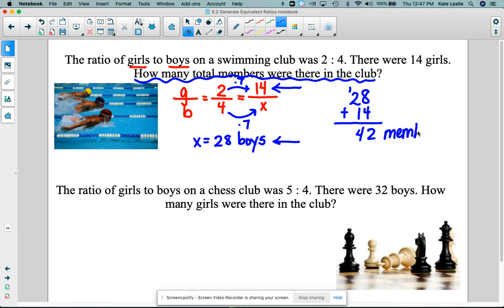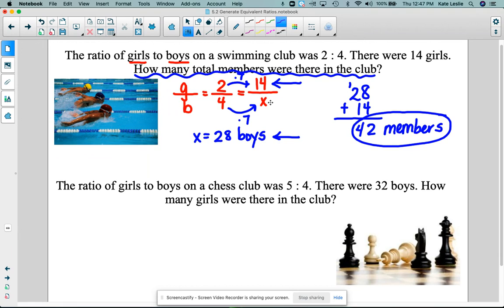So please make sure, sometimes when we're solving ratios, we're just trying to solve for a number and forget about answering the question. Okay, I'm going to skip this one because there are more pressing questions that I want to get to.